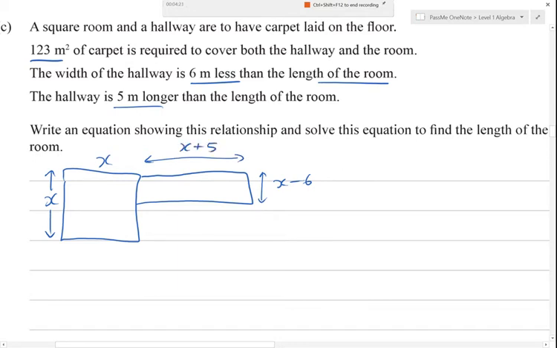Okay, now we're told that all of this area adds up to 123 meters squared.